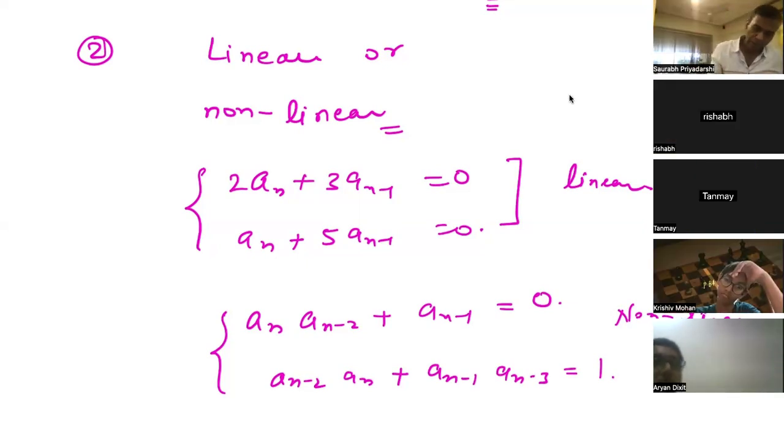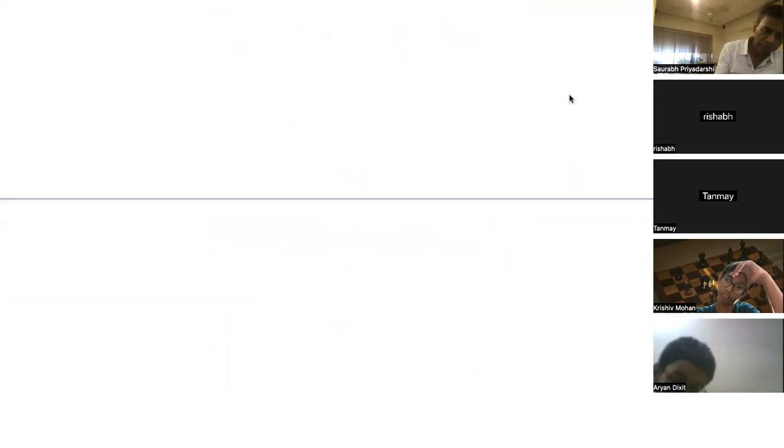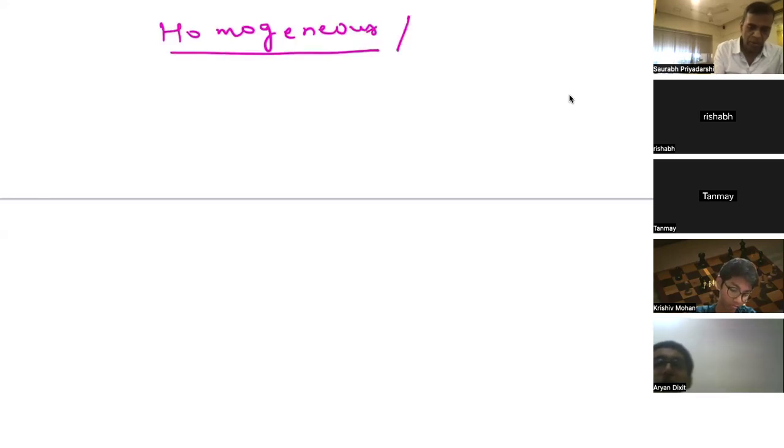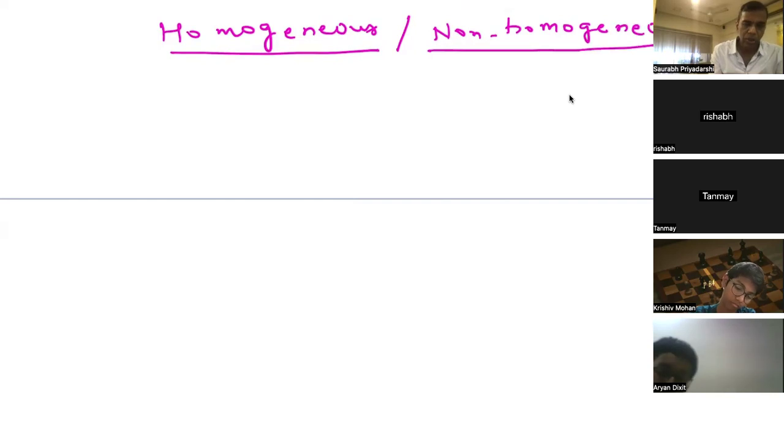Next terminology is called homogeneous. What is the meaning of homogeneous? Anyone explain this? Same order throughout. That same degree. The recursion should be in the same degree. Yes, very good. Same degree of what? Same degree of power. Very good. So how to get this homogeneous or non-homogeneous?